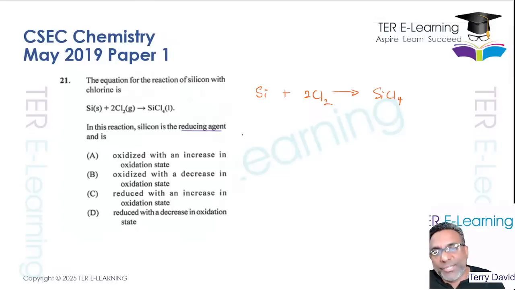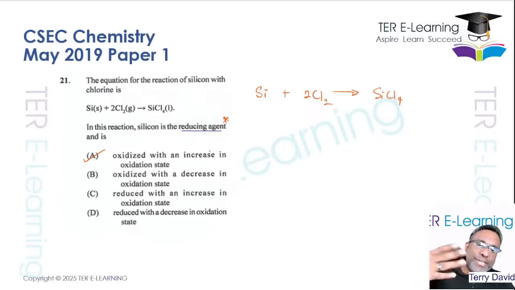Now if silicon is the reducing agent, it means that silicon is going to be oxidized, right? So it's going to be oxidized and the oxidation number is going to increase. So just without calculating anything, we can deduce that the answer is going to be E. Once something is behaving as a reducing agent, it is going to reduce something else, and in that process, it's going to be oxidized, and if it's oxidized, its oxidation number is going to increase.